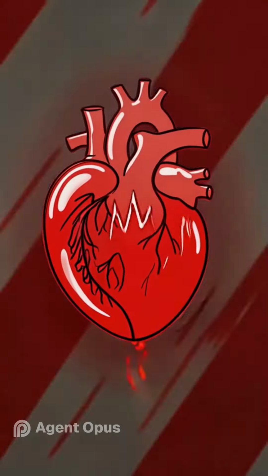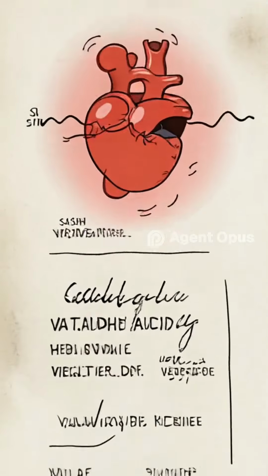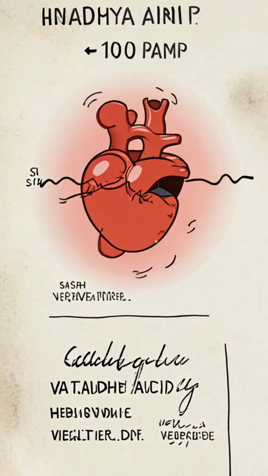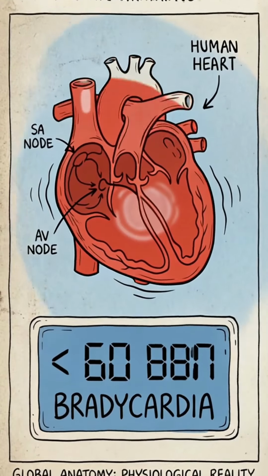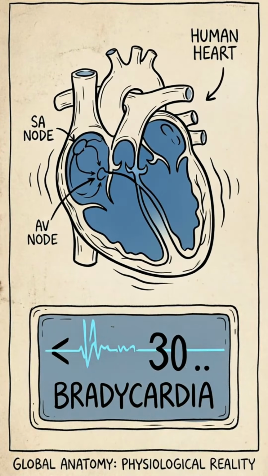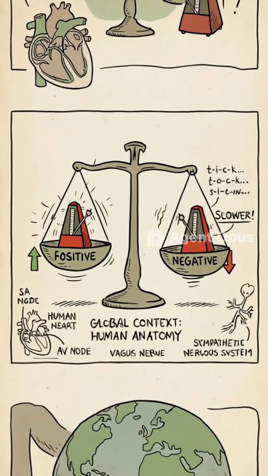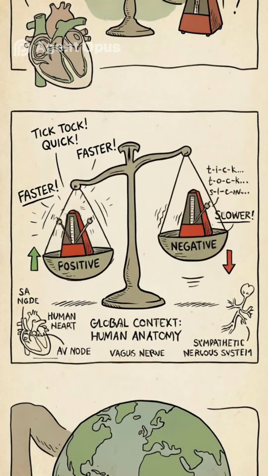When the resting heart rate falls below 60 beats per minute, it's called bradycardia. This is common during sleep and in endurance-trained athletes. Low body temperature, or hypothermia, can also slow the heart. Factors that affect heart rate are known as chronotropic agents. Positive chronotropic agents increase heart rate, while negative chronotropic agents decrease it.